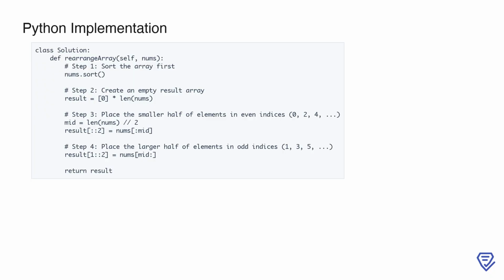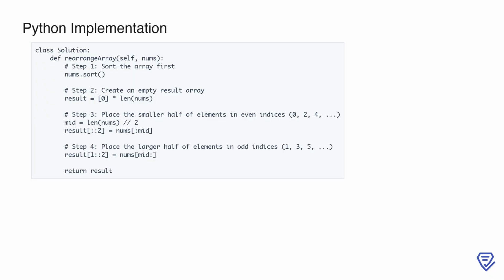4. Placing larger elements. The larger half of the sorted array, from the middle to the end, is placed at odd indices 1, 3, 5. Placing these elements at odd indices ensures that the larger values are interleaved correctly with the smaller values. 5. Returning the result. Finally, the rearranged array is returned, satisfying the condition that no element is equal to the average of its neighbors.